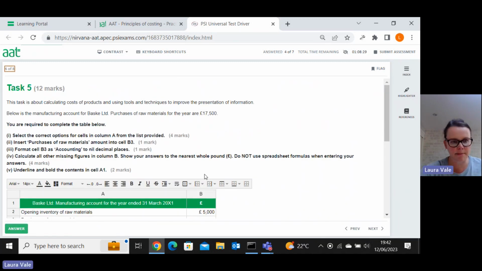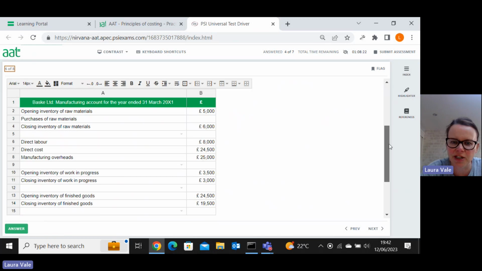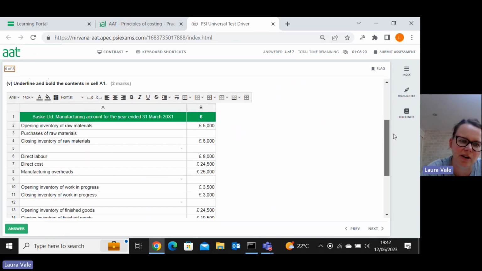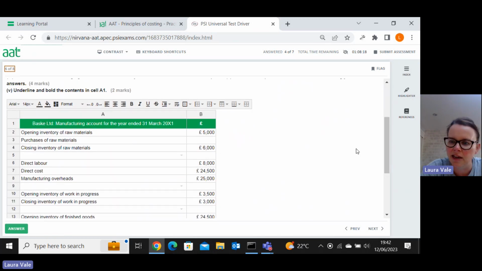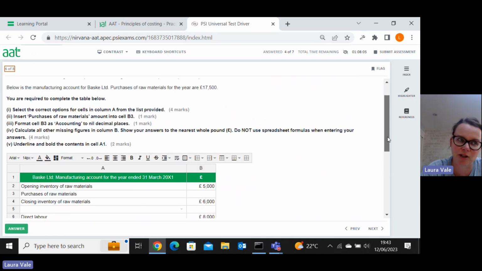Right, task number 5. So this is the first of these kind of pseudo spreadsheet questions. I call it a pseudo spreadsheet because it looks like a spreadsheet, but it isn't. The beauty of this is that it is not human marked. Whereas when you get to level 3, the spreadsheets are human marked. They're actual proper downloading of Excel.